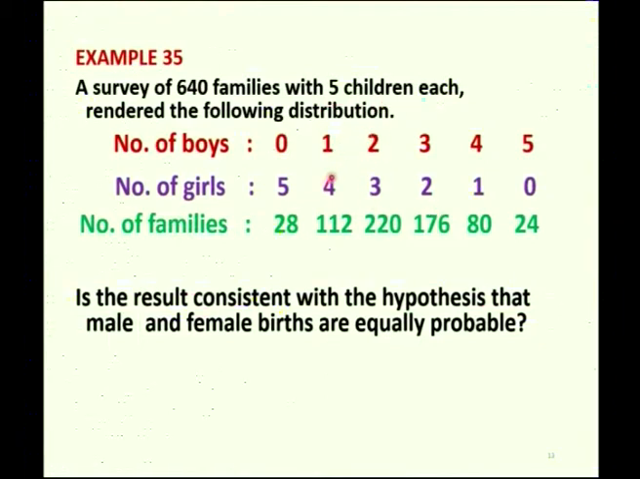Accordingly, when the 5 are girls there are no boys, and when 4 are girls then 1 will be a boy. Like that these are the number of families. So, the total number of families is 640. The question is: is the result consistent with the hypothesis that male and female births are equally probable? Equally probable in the sense that the probability of success and probability of failure are 50-50%.